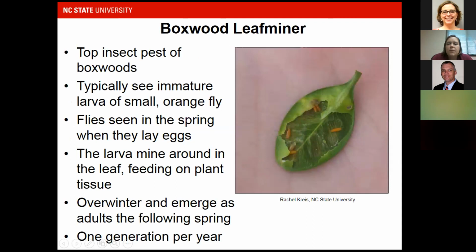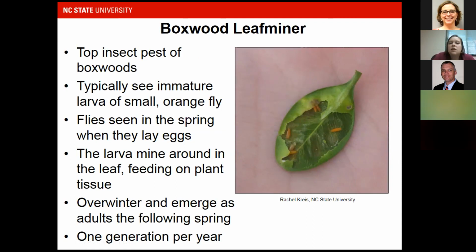So the leaf miner is the top insect pest of boxwoods. You see immature larvae of a small orange fly. When you break open a leaf, the easiest way to see it is this orange larvae in the leaf here. And that's how you can tell if the lesion is caused by leaf miner.